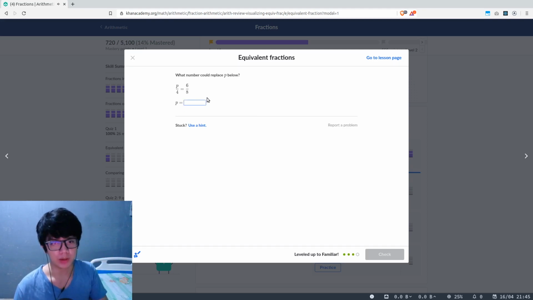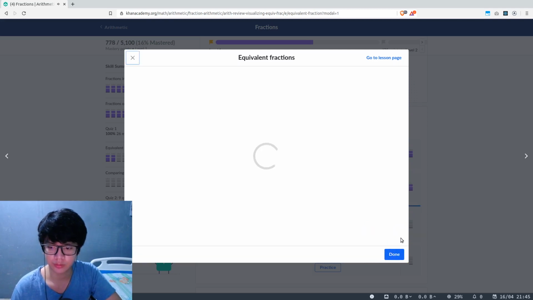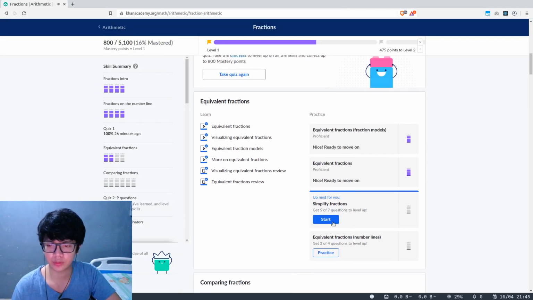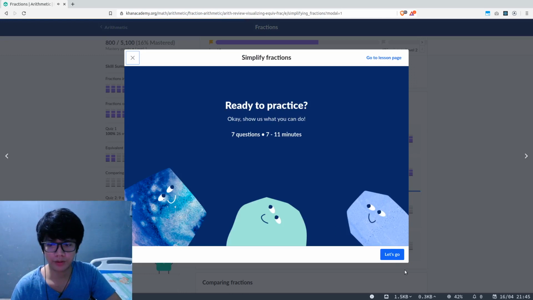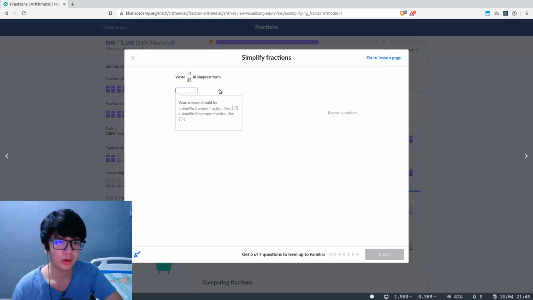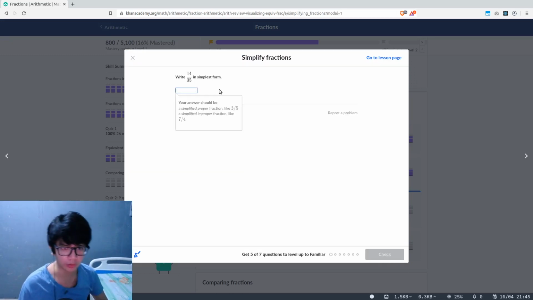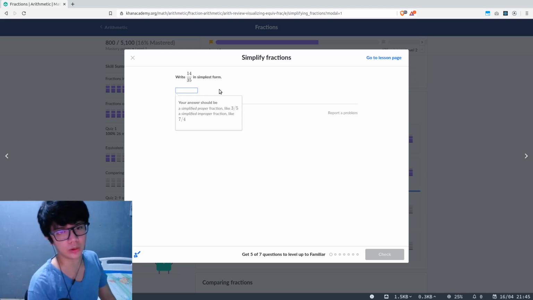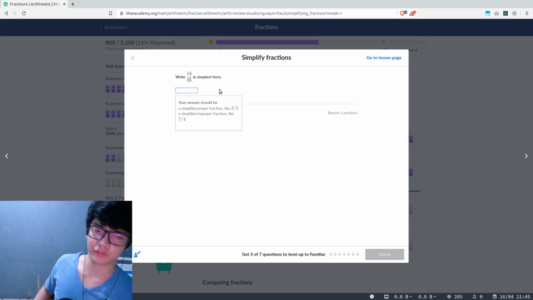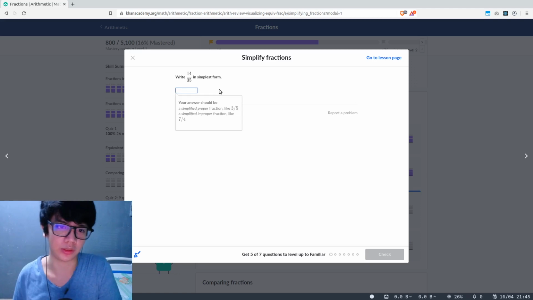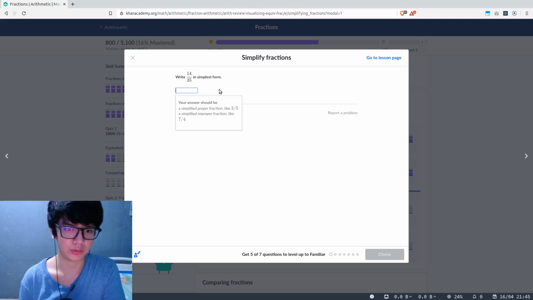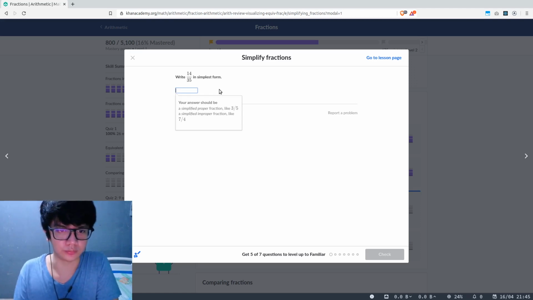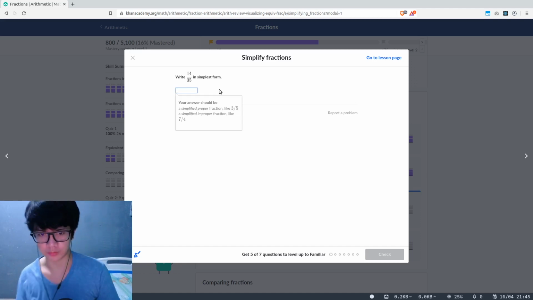Number to replace P below 4/8/3. Simplify fractions. Write in simplest form. Okay. So 14 is the... What's their common? Oh, it's going to be like 4, 7. So it's going to be 2/5.